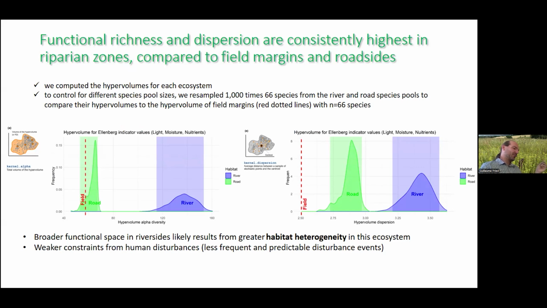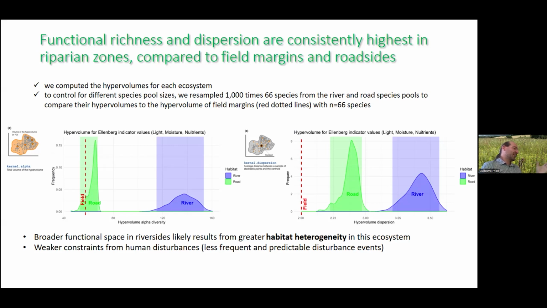One difficulty in assessing functional diversity is that it can appear artificially higher simply because the pool contains more species. So that's why we based our calculation on the number of species in the smallest pool of species, which was the field margin species pool, with 66 species specific to field margin. And then we computed 1,000 hypervolumes for riverbanks and roadsides by randomly drawing 66 species from each of their respective pools.